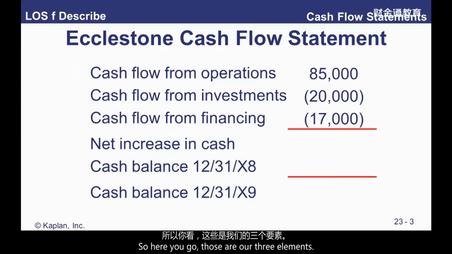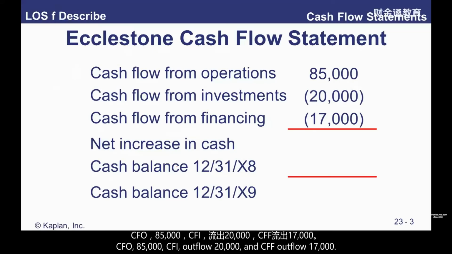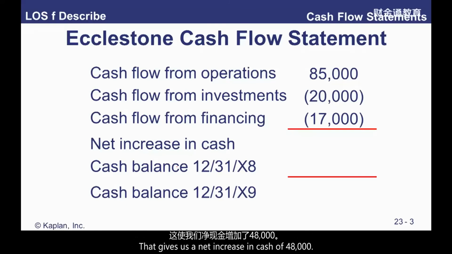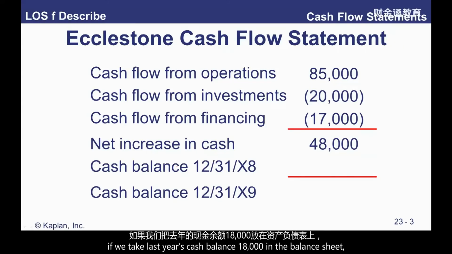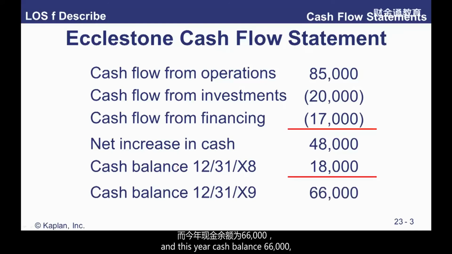So here you go, those are our three elements. CFO, 85,000. CFI, outflow 20,000. And CFF, outflow 17,000. That gives us a net increase in cash of 48,000. Now, that's good news, because if you remember, if we take last year's cash balance, 18,000 in the balance sheet, and this year's cash balance, 66,000, you can see that 48,000 is the difference. So in other words, the opening cash balance, 18,000, plus the change in cash, 48,000, gives us our closing cash of 66,000. So we can be fairly confident in this case that we've actually correctly computed the cash flow.